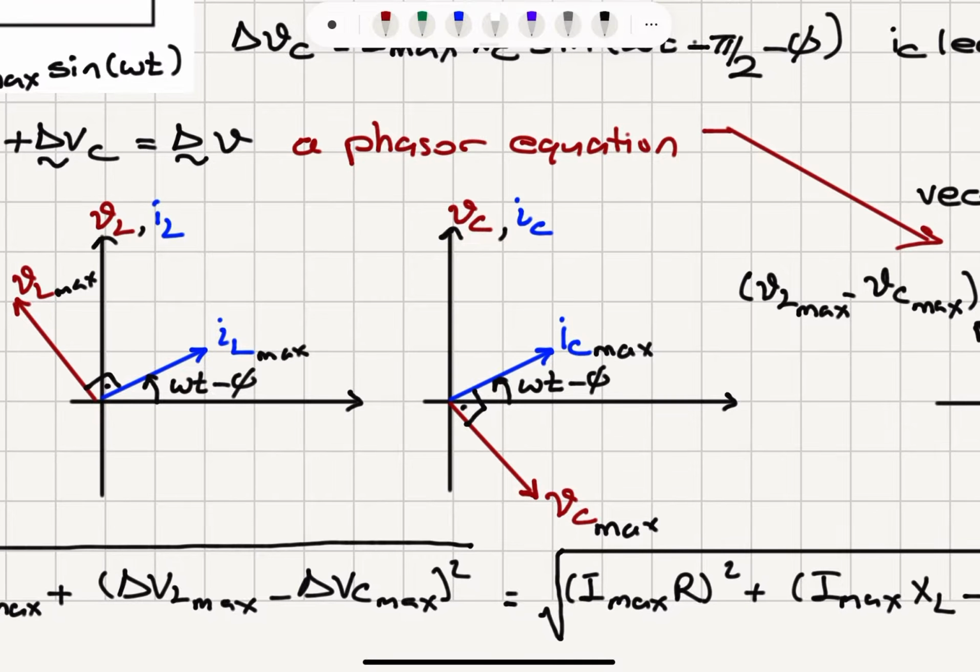Now, in the case of the capacitor, we have current leading the voltage by pi over 2. Therefore, voltage lags the current by pi over 2. So using the same current phasor here, I have to put the voltage phasor making an angle pi over 2 in the clockwise direction. That's the negative direction with respect to the current.